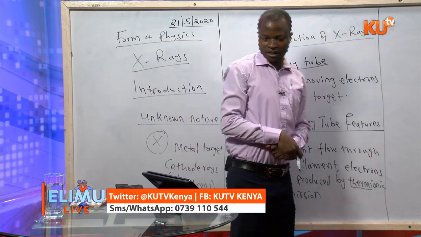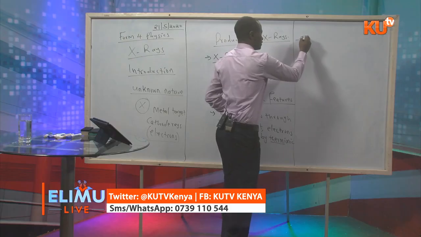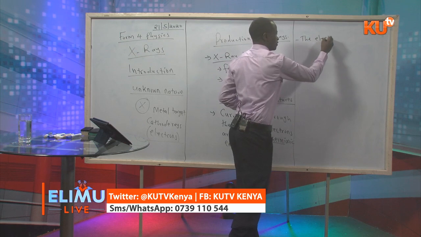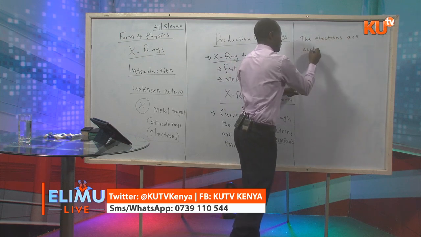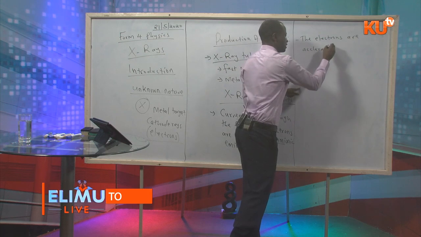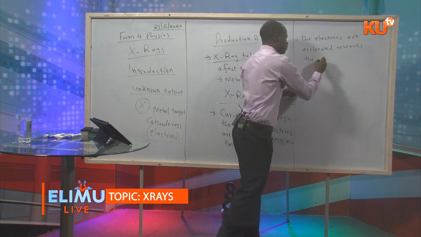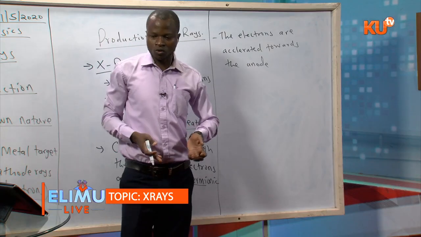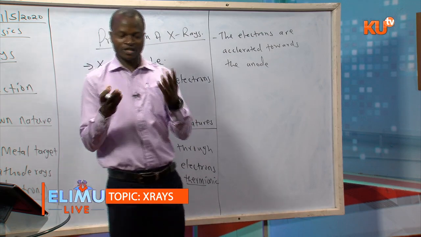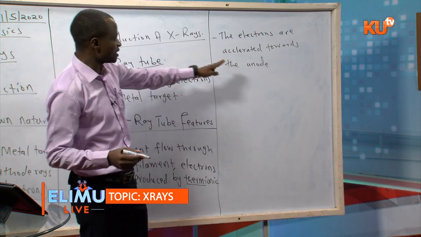Then what will happen to these electrons? The electrons are accelerated towards the anode. What makes them move towards the anode? There is a potential difference between the cathode and the anode. So they are accelerated towards the anode.